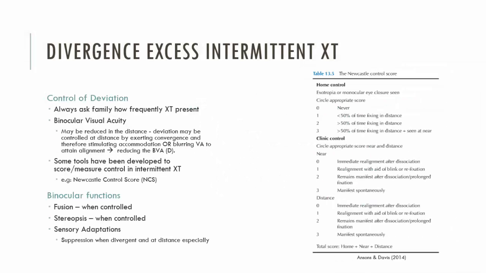Now, finally, when we're investigating these patients, we want to determine how well controlled the intermittent divergence excess exotropia is. One of the things that we'll have done during the history taking is ask the parents, how frequently do you notice the eye turning? If the patient or the parents are indicating it's 80% of the time, we've got poor control, as compared to 20% of the time, which indicates good control. But in clinic, we can do a couple of other investigations. One is we can assess binocular visual acuity. By assessing binocular visual acuity, we have an indication of control.